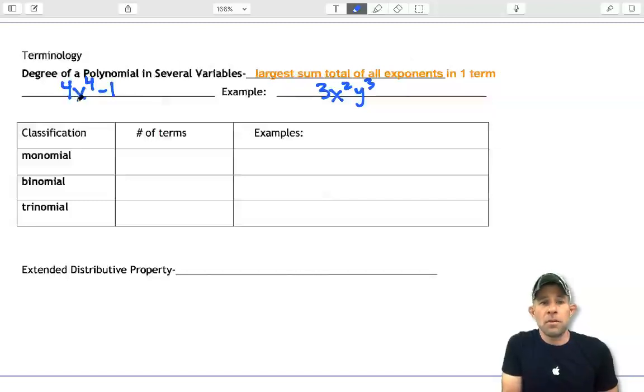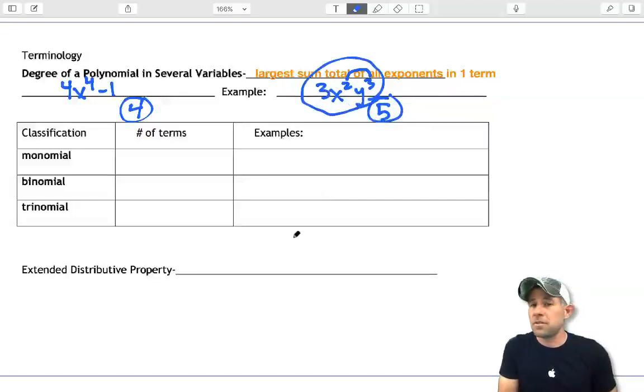So for example, let's just compare and contrast. Here is a polynomial, 4x to the fourth minus 1. The degree of this polynomial is 4. Over here we have 3x squared times y cubed. This is a single term, and it is written in several variables, so the degree of this polynomial is the 2 plus the 3. So the degree here of this term is 5. So this is the higher degree polynomial between these two examples.